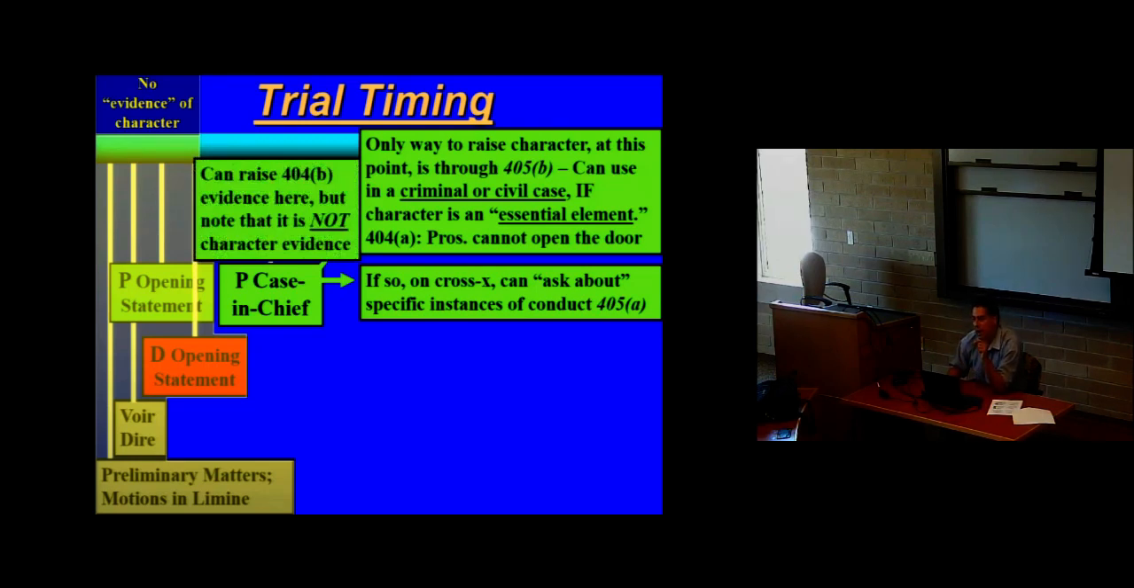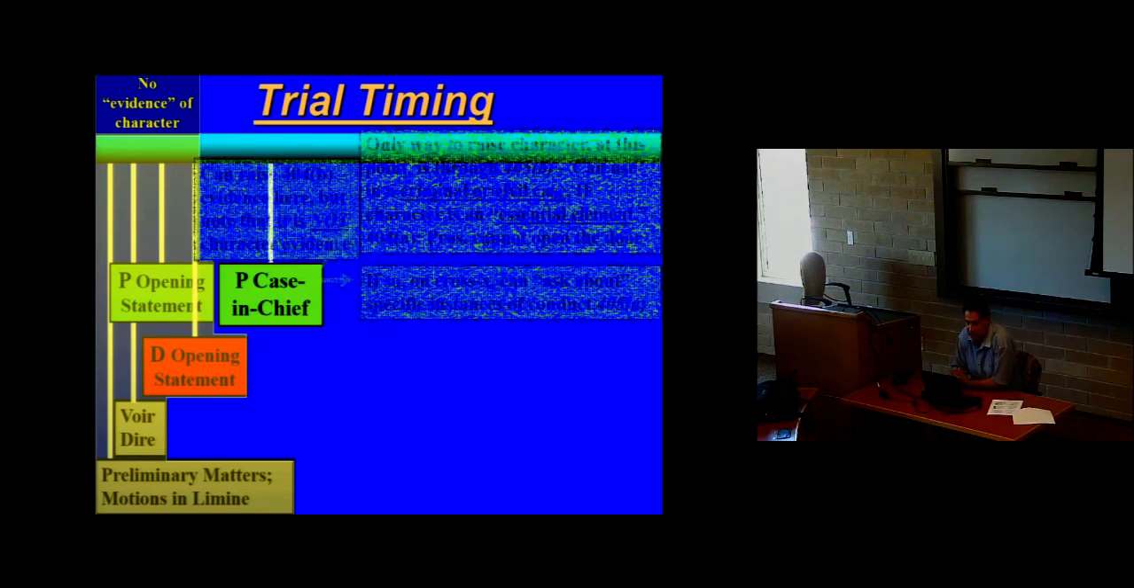Also note that if you have a 404(b) non-character, non-propensity, other crime, wrong, or act, you could use that at this point in either a criminal or civil case, and that is because it's not character by definition. So none of the character rules apply, so we're not limited to a criminal case where the defendant has to be the one to open the door and it has to be a pertinent character trait. None of that matters because by definition it's 404(b), non-character, non-propensity, so we can bring it up in either the prosecution's case in chief or the plaintiff's case in chief.